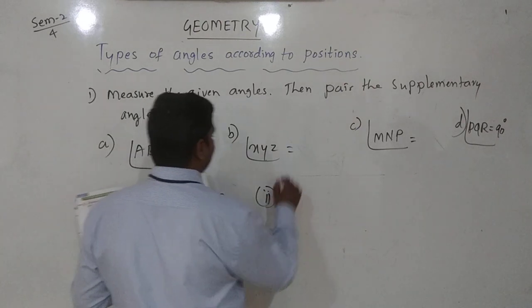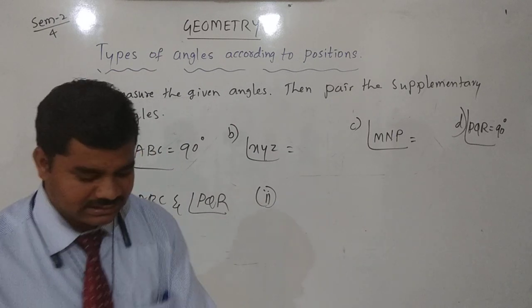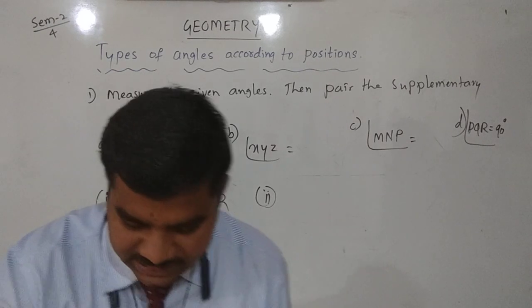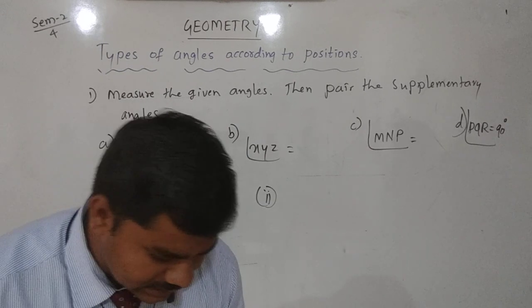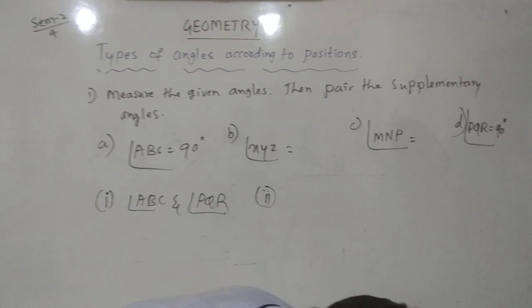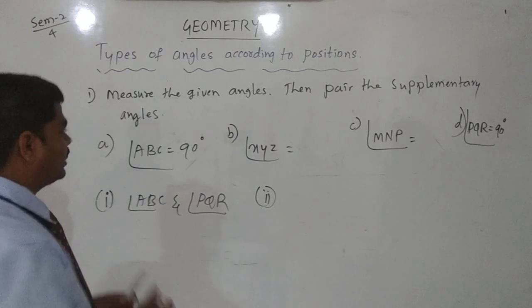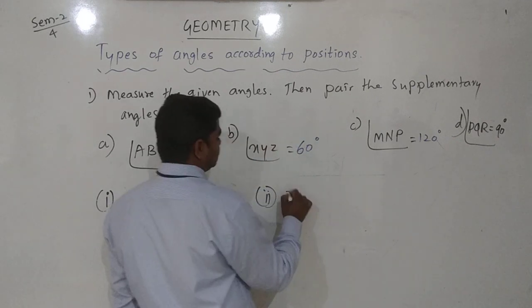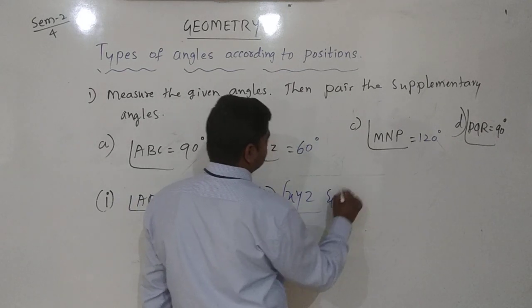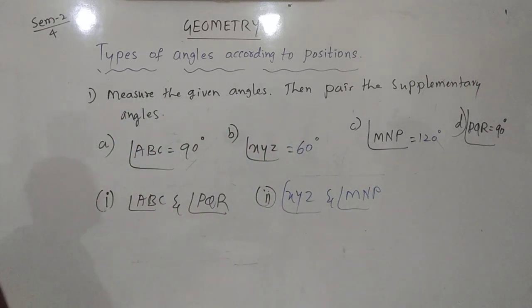And the second pair of supplementary angles: XYZ and MNP. Measure these two by using the protractor. How many degrees? XYZ is 60 degrees and MNP is 120 degrees. Then we can write angles XYZ and MNP are a pair of supplementary angles.